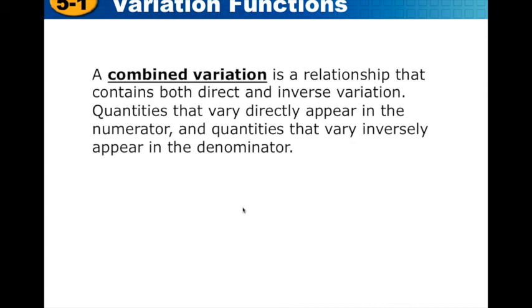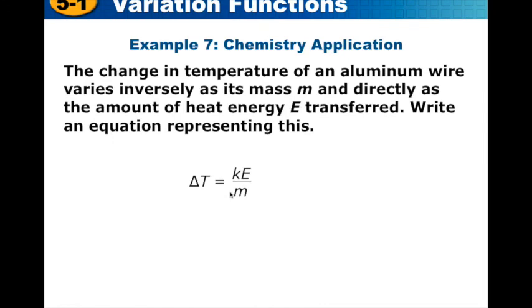Okay, and lastly, let's just do one combined variation. You can have combined variation that puts both direct and inverse variations together. Quantities that vary directly appear in the numerator. Quantities that vary inversely appear in the denominator. So let's see if we can write the equation for this one. The change in temperature of an aluminum wire varies inversely with the mass and directly as the amount of heat energy E. And the only question to us here is just to write the equation.